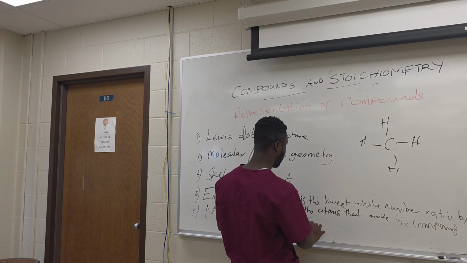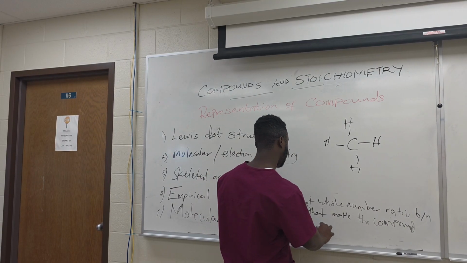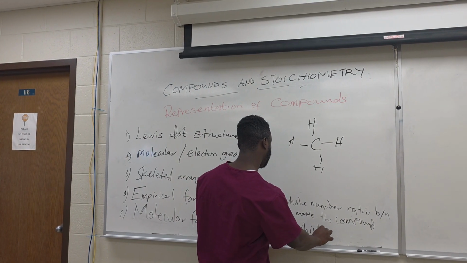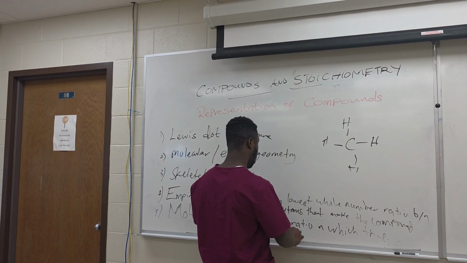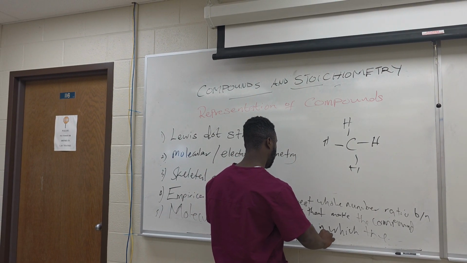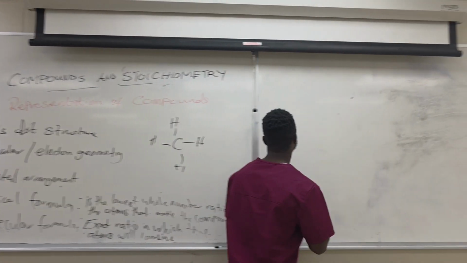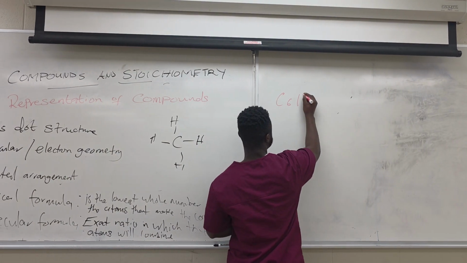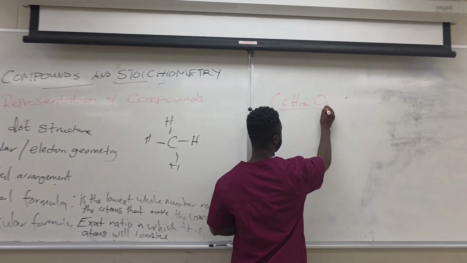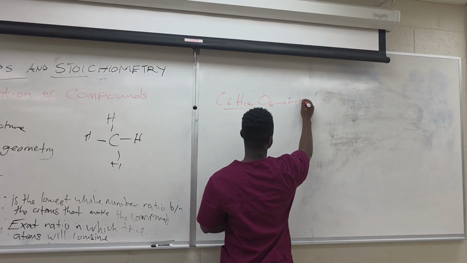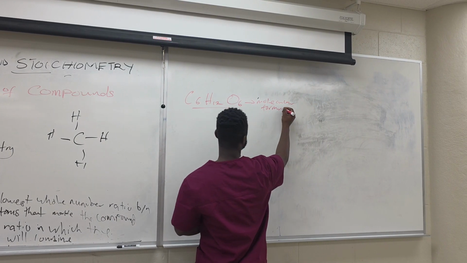So the exact ratio in which the atoms will combine, right? So for instance, if we take this compound, C6H12O6, this right here is a molecular formula, right? Or it's a molecular representation.